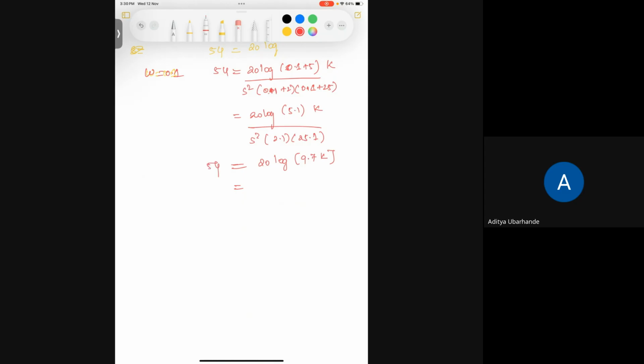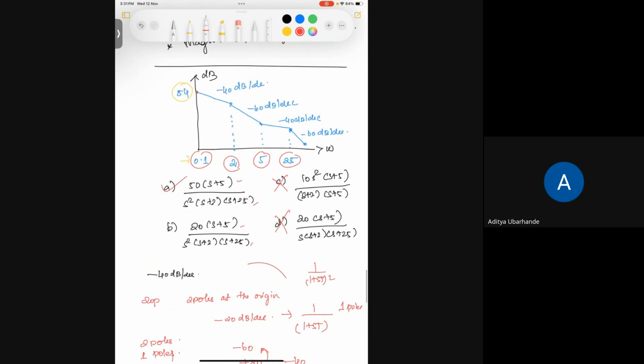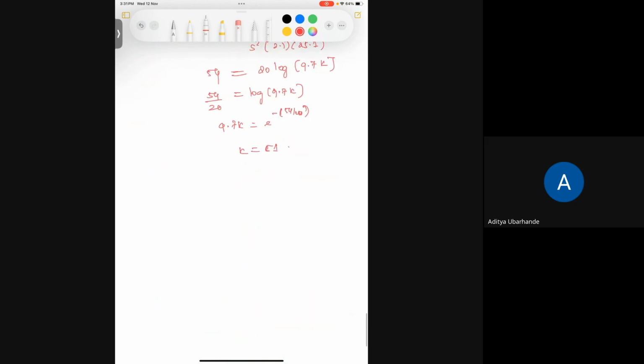It is equal to 54. Just take 10 power of this, take log here, 54 by 20 log of 9.7K, take power, and if you calculate, 9.7K equal to 10 power 54 by 20. K would be somewhere around 51. This is the closest of all. So this option would be the correct one, right?